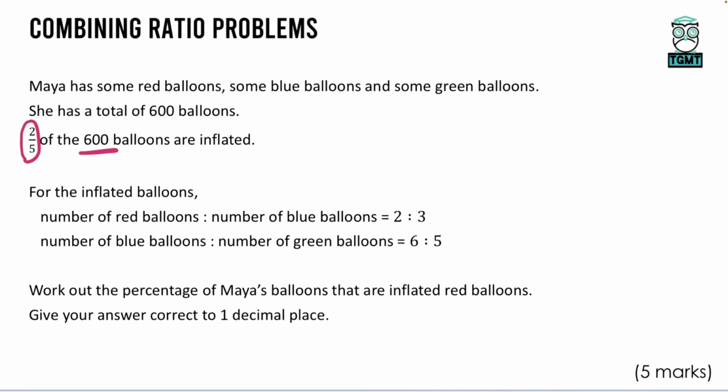So on my calculator, 600 divided by 5 is 120. So 1/5 is 120, and therefore 2/5 is double that, 240. Now numbers like that are really important. So make sure you underline them, make sure they're nice and clear so you don't get lost along the way. Even if you want to label that and just write, this is the inflated balloons, might just make sure that you keep using the correct numbers along the way.